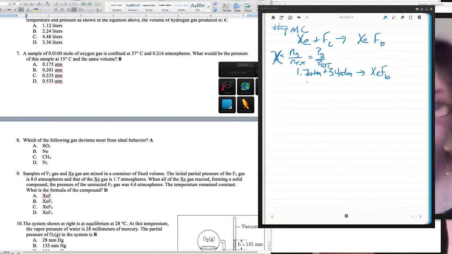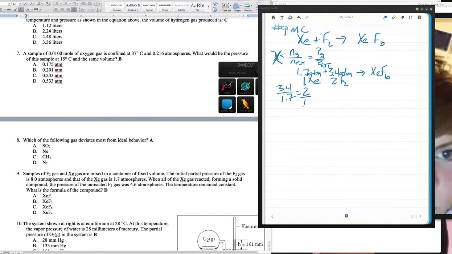What that tells me is that for every 1 mole of xenon, that's 2 moles of F2, primarily because 3.4 divided by 1.7 is equal to 2. So that's like 2 over 1. If this were a mole fraction, we could also reverse it the other way. Why don't I do that? That would probably make a lot more sense.